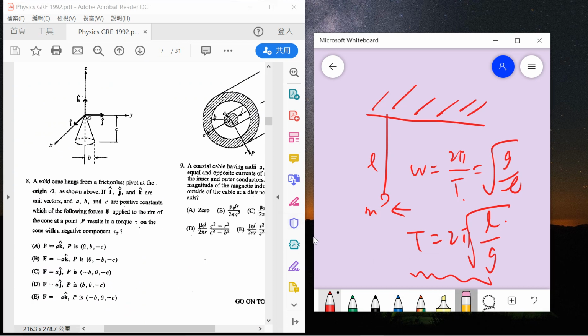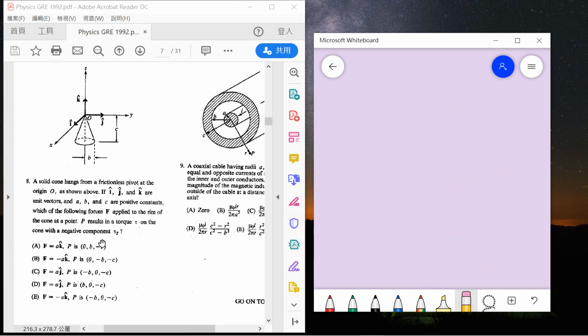Okay, so number 8, somebody gives you the force and the point and the coordinates, and asks what the torque is. So torque is basically r cross F. All you need to do is compute this r cross F for each option and see which one has a negative component in Z. I think this is the right computation. So let me just do the first one for you.